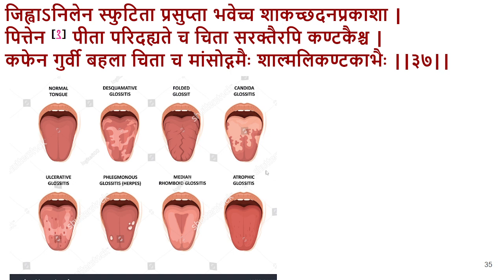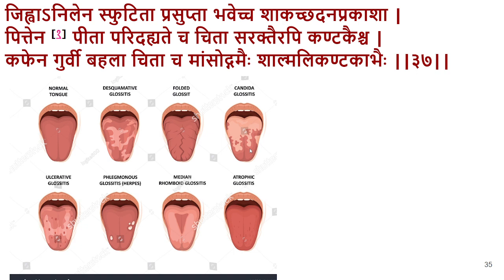And among them, the most common varieties of the tongue surface abnormalities are either desquamative glossitis, which is a local factor often produced due to consumption of irritant substances like tobacco and so on, or folded glossitis, where the tongue becomes folded. This is often a consequence of systemic disorders like autoimmune disorders. Rheumatoid pathologies often can present with this kind of abnormality.